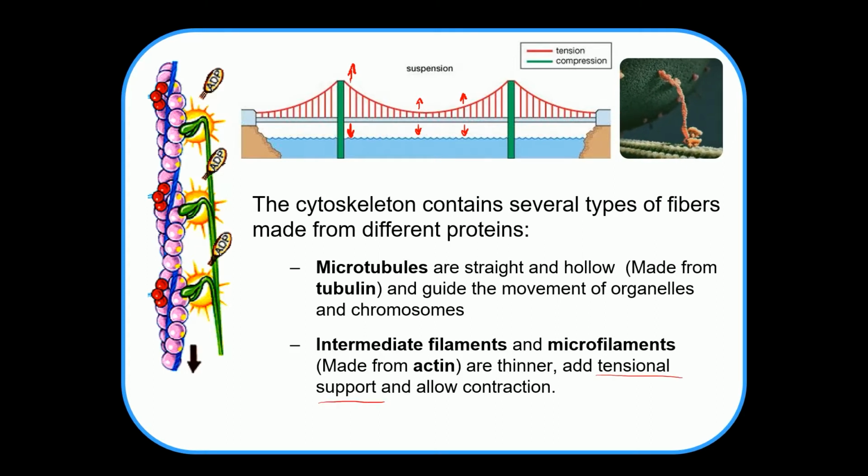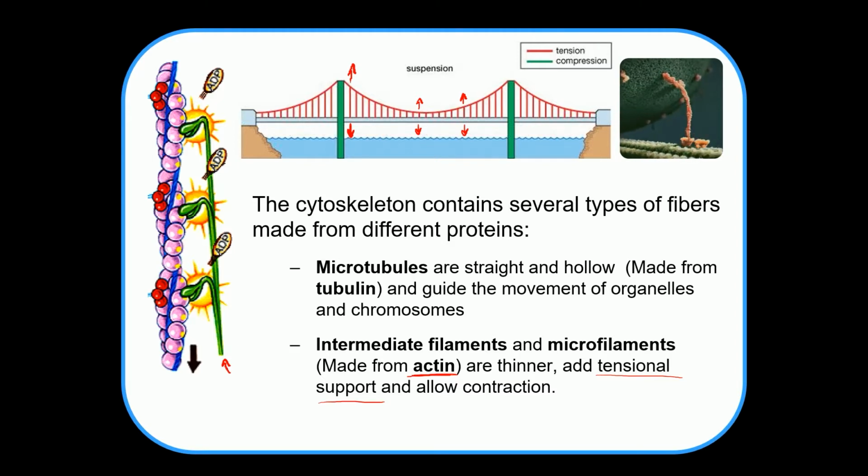These are smaller proteins than the microtubules, but nonetheless very, very important. They are made from a fiber called actin, and they are thinner and they add tensional support and allow for contraction. Actin is one of the filaments, one of the proteins that is involved in your muscle cells that allows you to move, and this is it over here on the left-hand side.